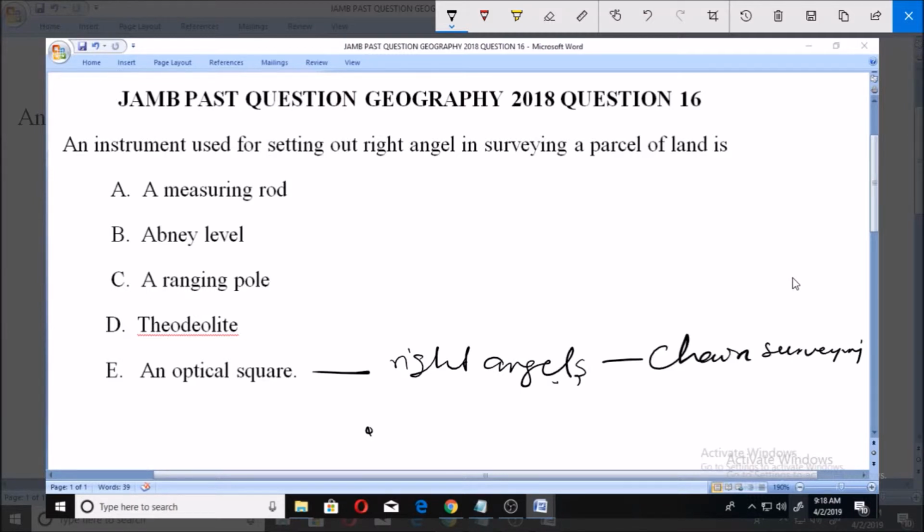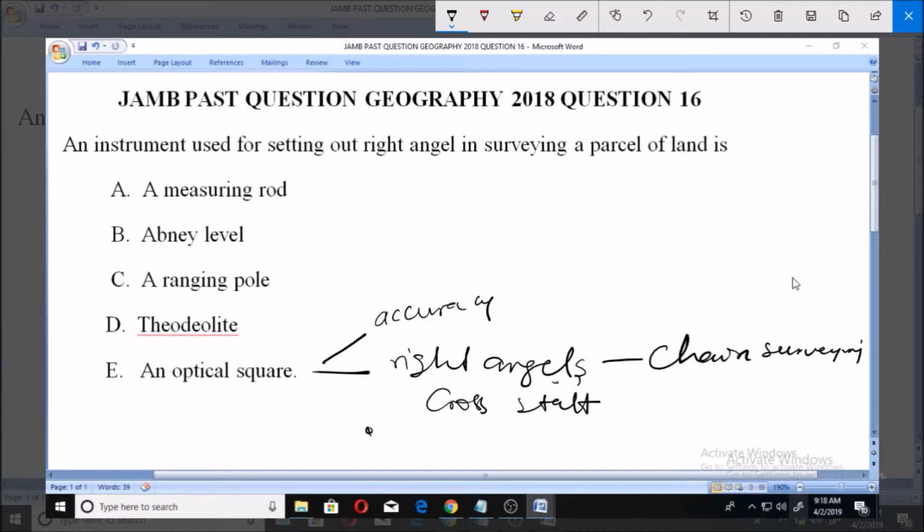Now, it is used for similar purpose as the cross staff, but it is easier to use and to greater accuracy. So this optical square has a very good accuracy.